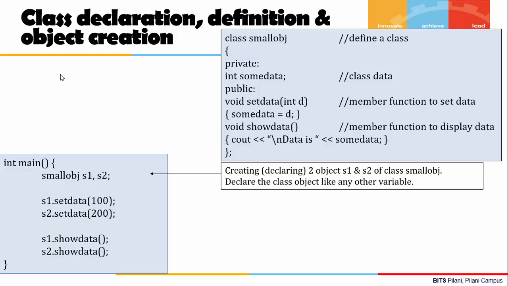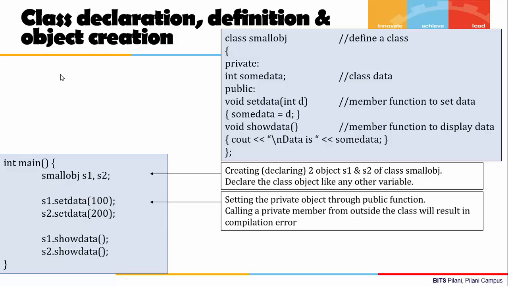Next, we have s1.setData. So it is setting the private data through a public function. By calling the public function, we are setting the private data. Calling a private member from outside the class will result in a compilation error. So s1.setData is used to call a member function which is associated with the s1 object.